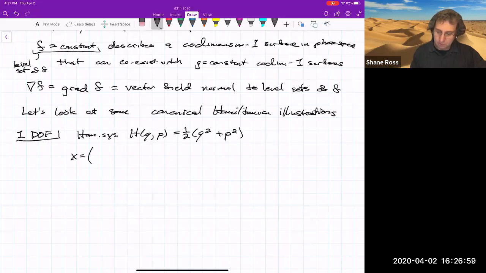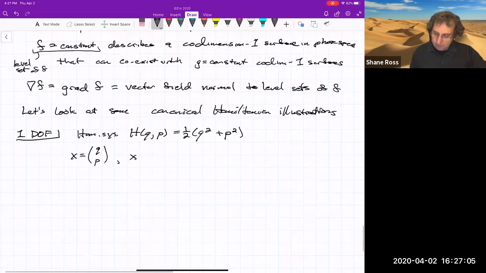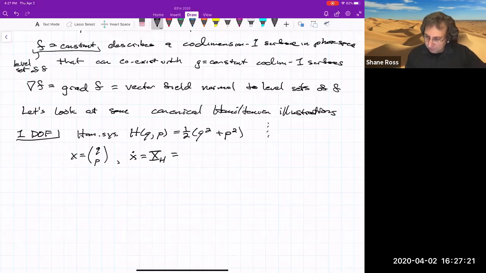In the X notation, we've got the X vector is just Q and then P. The vector field that's the equation of motion would be X sub H. And we know what the components are. The Poisson bracket here is just equal to J, which is 0, 1, -1, 0. So this equals omega grad H, which is just P, negative Q. Okay.